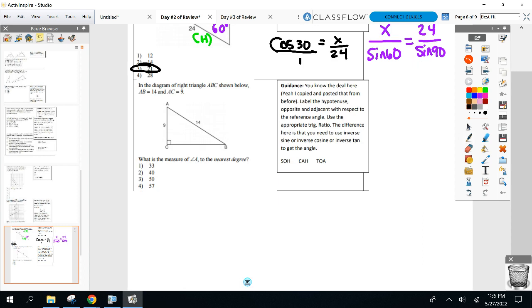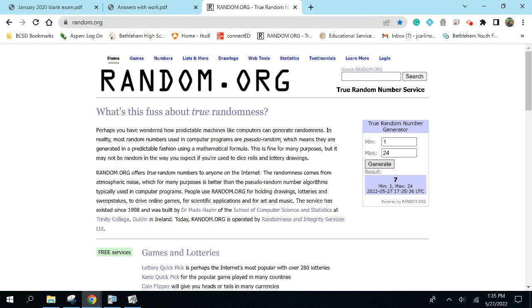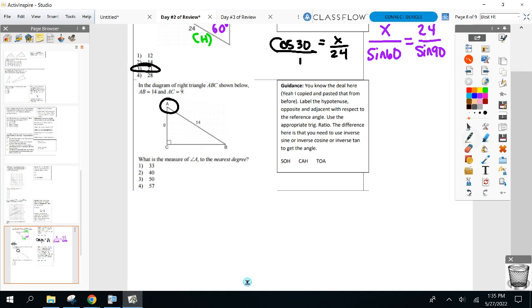So find angle A. What type of sides are 9 and 14? The 9 is the adjacent, and the 14 is the hypotenuse. All right, so we're still using cosine. Cosine A equals 9 over 14.